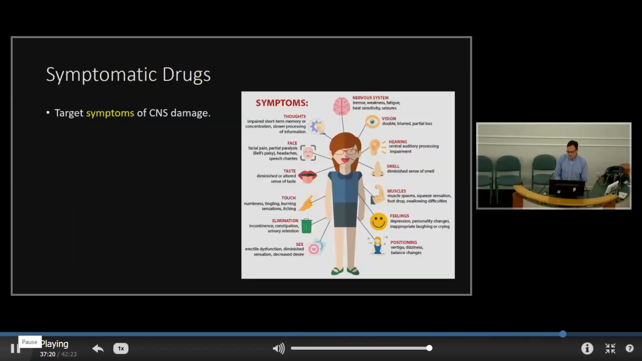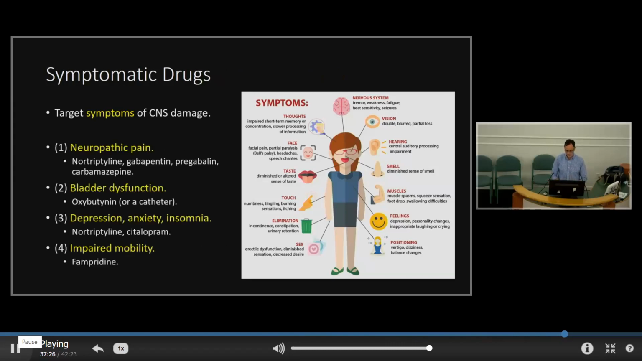Now you can use other symptomatic drugs. Again, MS affects so many things, as this picture shows. And so some of the things you can give: people can get neuropathic pain. Amitriptyline, gabapentin, pregabalin, carbamazepine are all wonderful options for dealing with neuropathic pain.